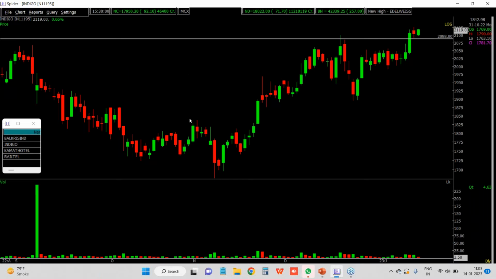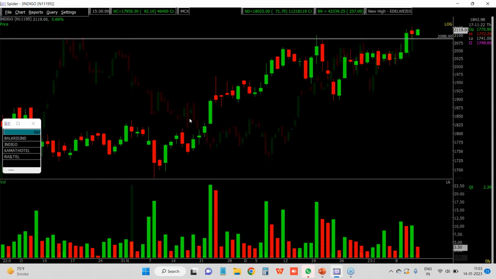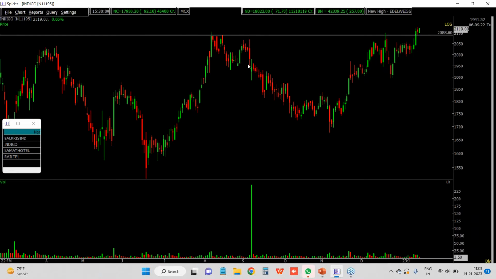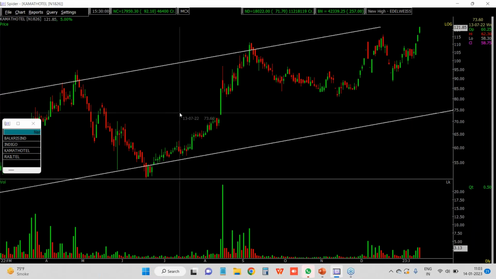If you look at the daily chart of Indigo, you will see a good pattern breakout happening over here. It was a strong resistance level for Indigo for the past few months, and if you check over here, it has given a closing above this crucial level, and the previous 2 days have sustained above that level. So it might go positive from here onwards. Next, we can check Kamath Hotel.